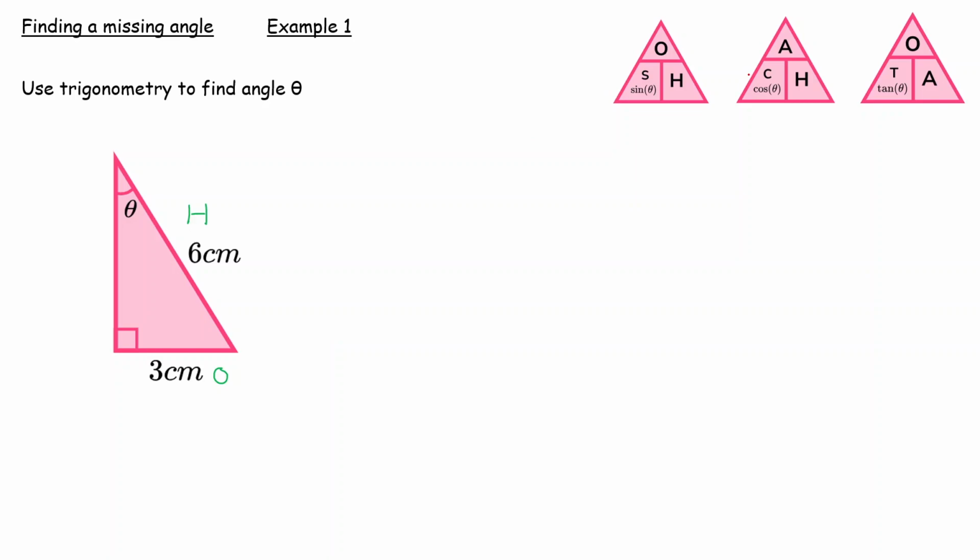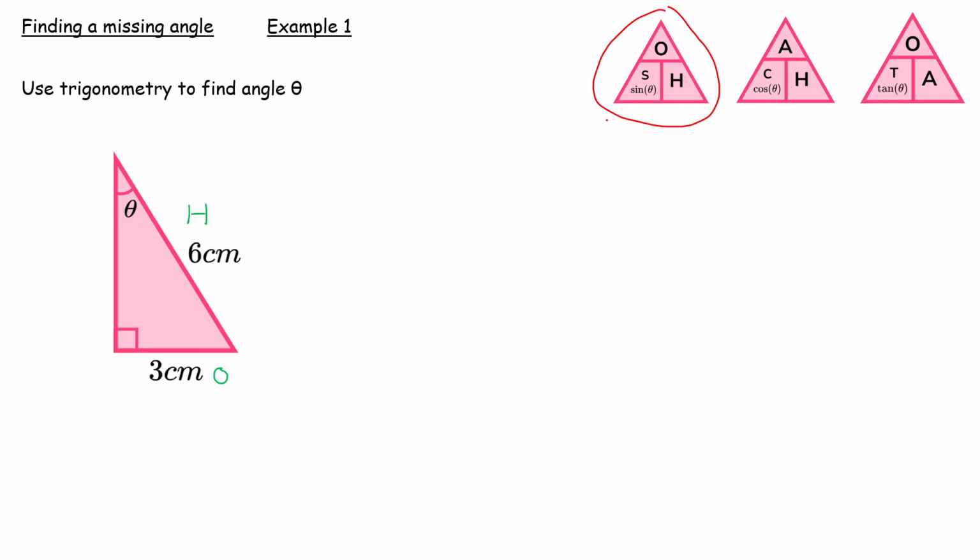We look over to our SOH CAH TOA. Which one has got both O and H in it? Well, it's the first one. So we've got both O and H, so we're using this formula here. So the same things as before, right? You label your triangle and you choose your formula. But now it's slightly different. We're trying to find the missing angle theta. Well, the theta bit belongs to this bit here, sine of the angle theta.